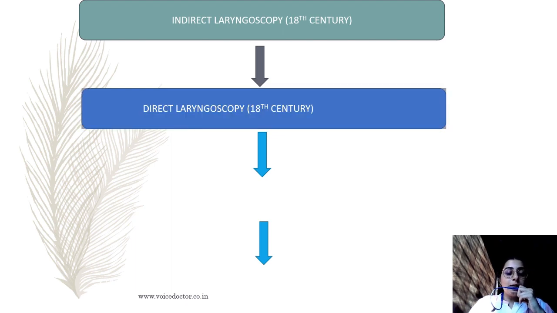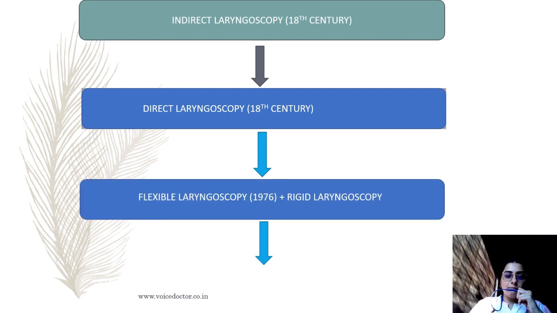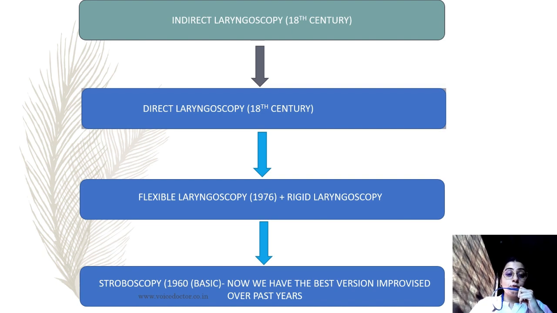After this came direct laryngoscopy, wherein we were directly able to visualize the larynx. Then came flexible or rigid laryngoscopy, and today we have stroboscopy. Stroboscopy actually came quite early, but because it has given us so much more, there has been so much improvisation in the technology, and today we have the best technology of stroboscopy.